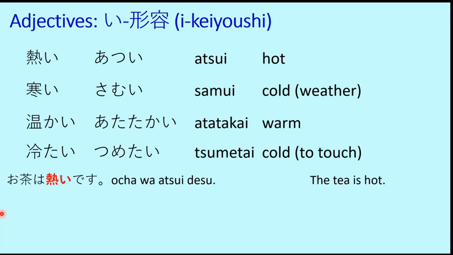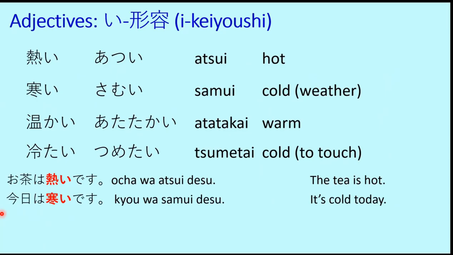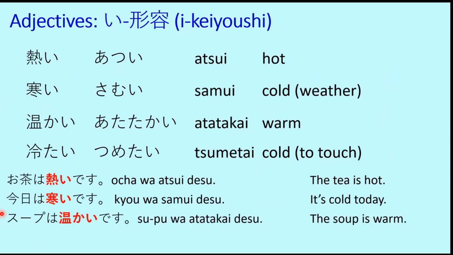So let's look at some examples. Ochawa atsui desu. The tea is hot. So both atsui and atatakai can be used for both weather as well as the things which we can touch. But for cold, there are two different ways. So samui is used for weather and tsumetai is used for things which we can touch. Kyo wa samui desu. It's cold today. Supu wa atatakai desu. The soup is warm.